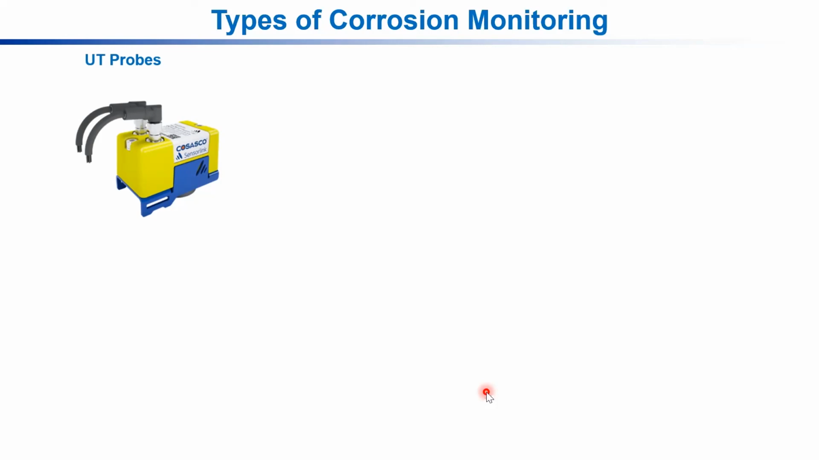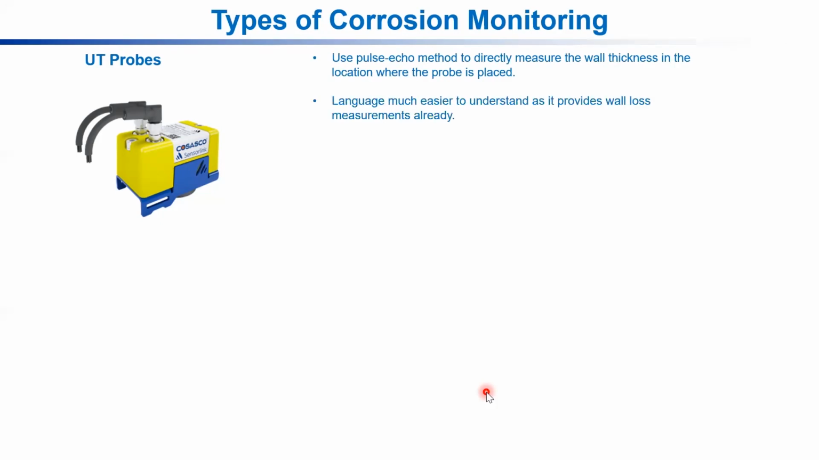But since they are not measuring the fluid characteristics, you have to position them in the right location where corrosion is highest. And even then, corrosion may be happening just next to the probe and you are not seeing it. They use a pulse echo method to directly measure the wall thickness in the location where the probe is placed, only in the location where the probe is seeing the pipeline wall. The language is easier to understand because it immediately gives you a wall loss. This is one advantage. You don't have to go through a learning process because they already measure wall loss.